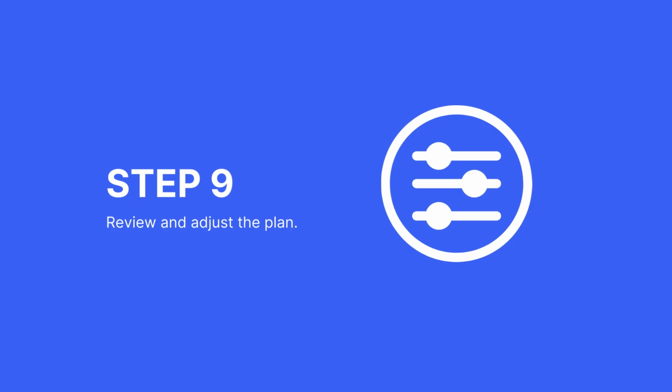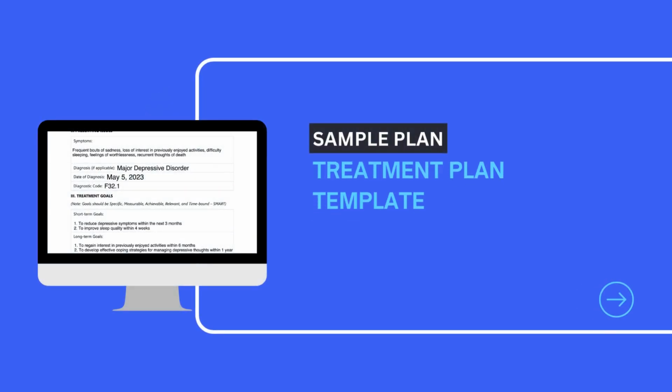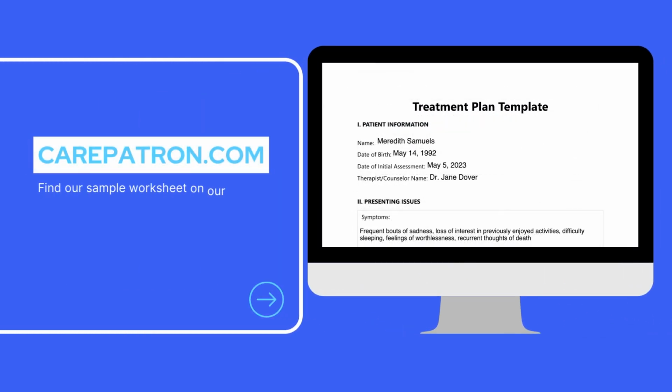Review and adjust the plan. The treatment plan should be reviewed and updated regularly to reflect the patient's progress and any changes in the treatment needed. Finalize the signatures. The templates have a space for the therapist and patient to sign acknowledging agreement to the plan.